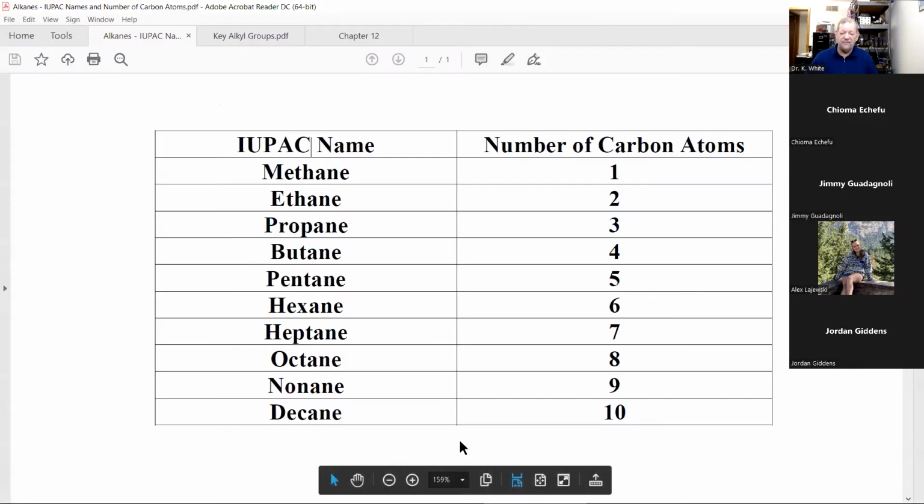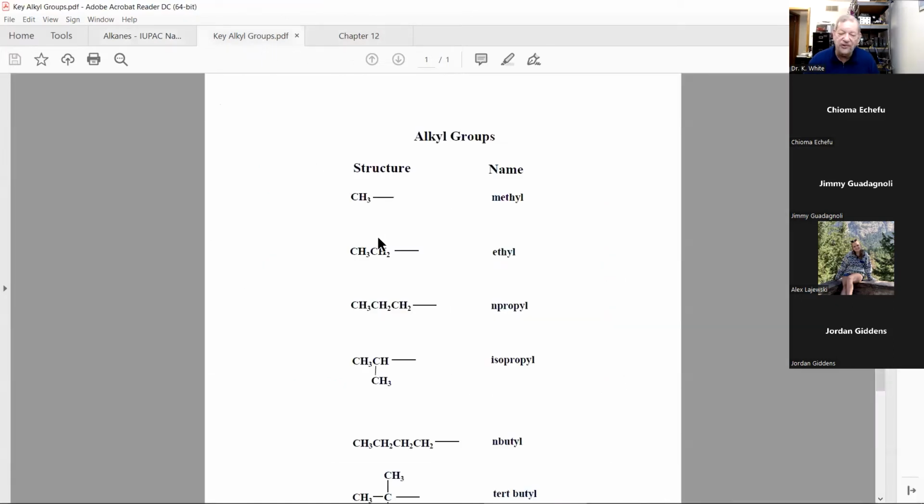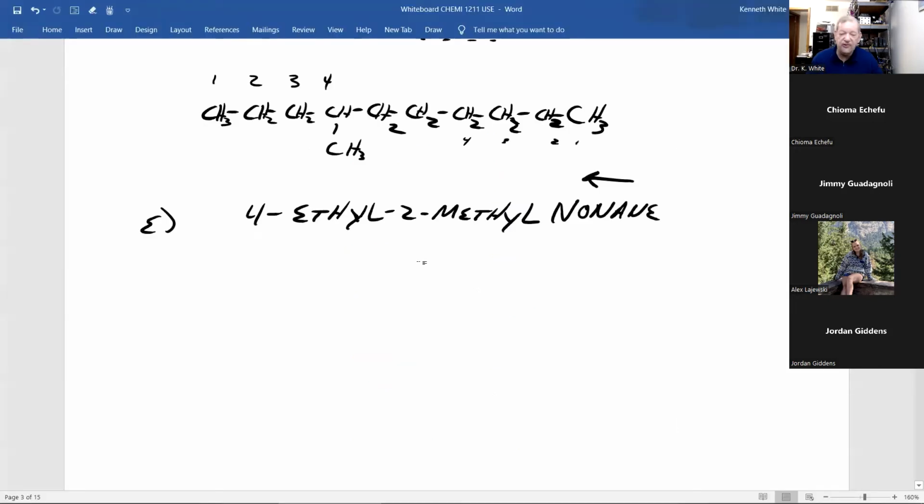Nonane, how many carbons? 9 carbons. And the key alkyl groups, here's a methyl group, here's an ethyl group. There's a methyl, there's ethyl. And I'll let you first draw the structure 4-ethyl, 2-methyl, nonane. Say that 5 times quickly. No, you don't have to.